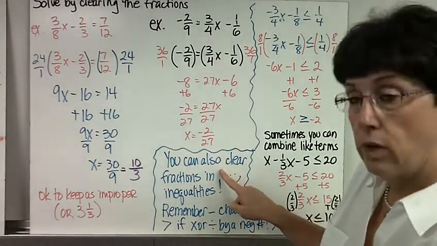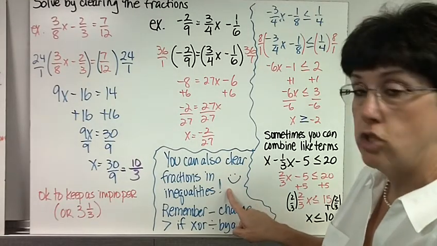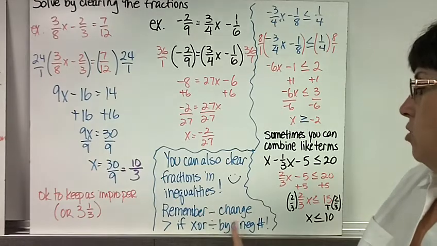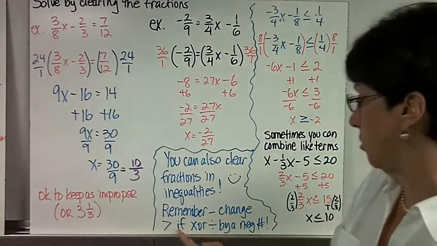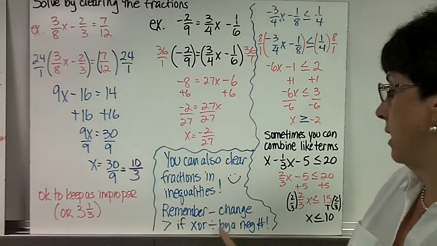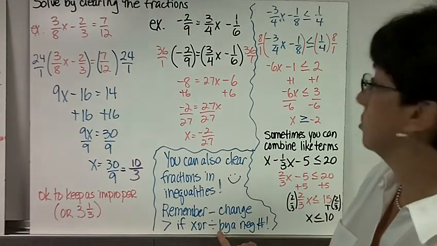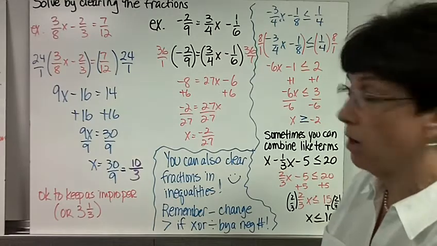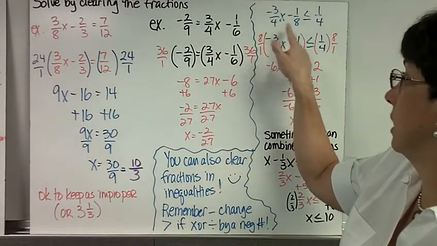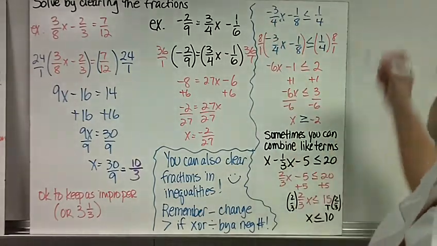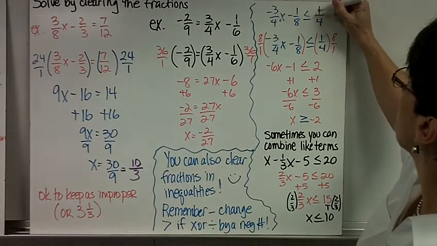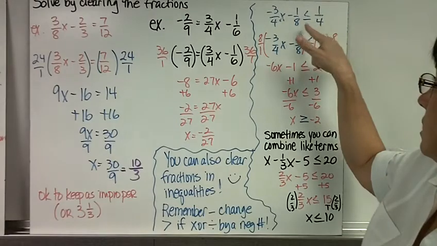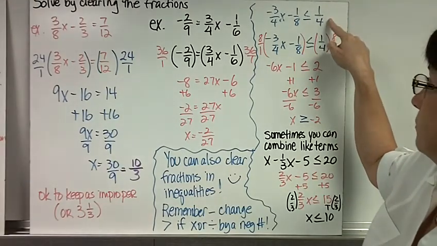I know, you were wondering, can you also clear a fraction in an inequality? Yes, you can. But remember, you need to change the direction of the inequality symbol if you are multiplying or dividing by a negative number. So here's a problem. Let's make those numbers a little better. Negative 3/4 x minus 1/8 is less than or equal to 1/4.